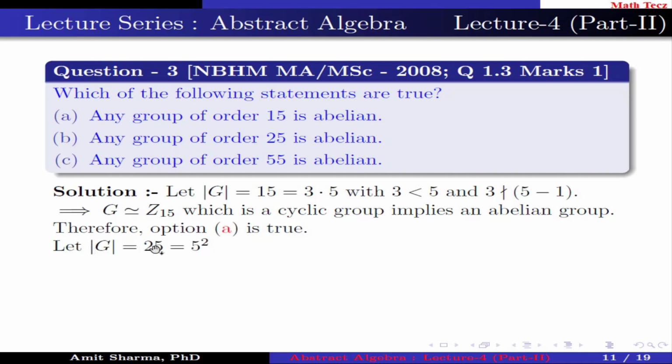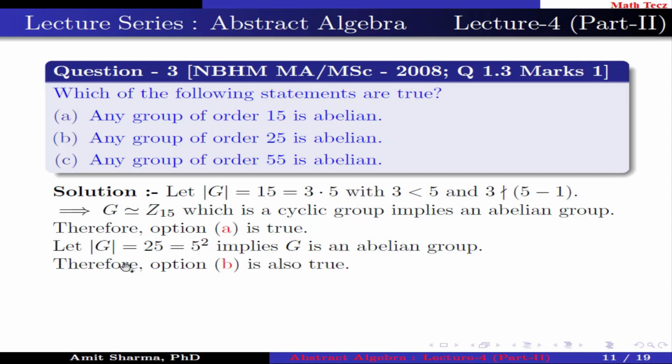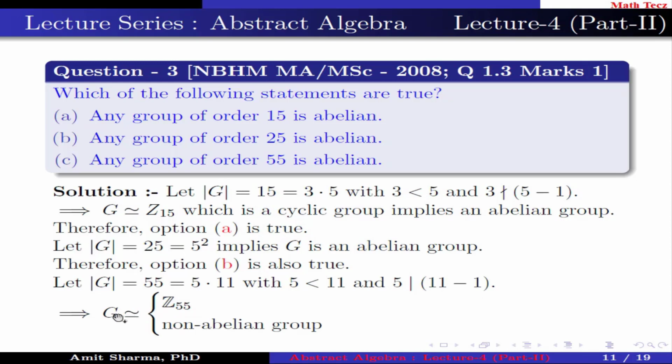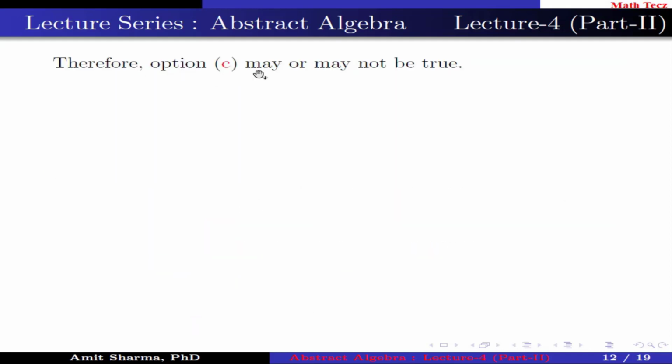Let the order of G be 25, which can be written as 5 square, implies G is an abelian group. Therefore, option B is also true. Let the order of G be 55, which can be written as 5 into 11 with 5 less than 11, and 5 divides 11 minus 1, implies G is isomorphic to either Z55 or a non-abelian group of order 55. Therefore, option C may or may not be true. Hence, options A and B are true.